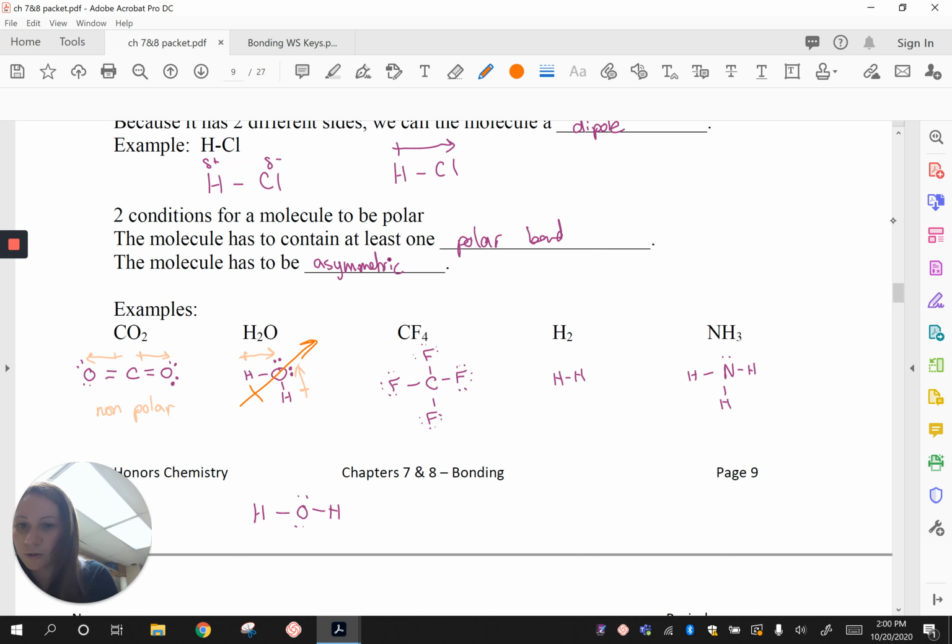The oxygen here in this direction would be partially negative, and the hydrogens are partially positive. So that would be a polar molecule. They're not canceling each other out.